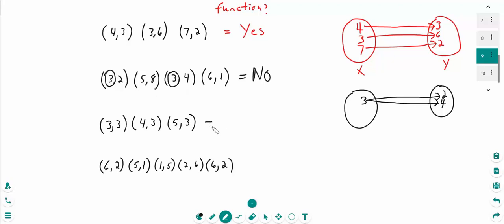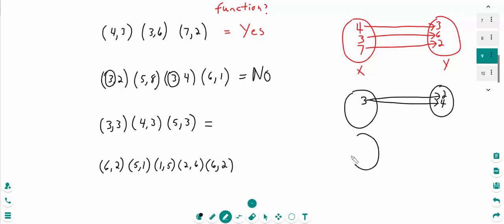Okay, next one. Take a look at this one. What do you think? Function or not a function? Well, now here we're saying that the 3 relates to the 3. Or you might think of it, whatever is easiest in your mind, you could say 3 is being mapped to the 3. 4 is being mapped to a 3. And 5 is being mapped to a 3.